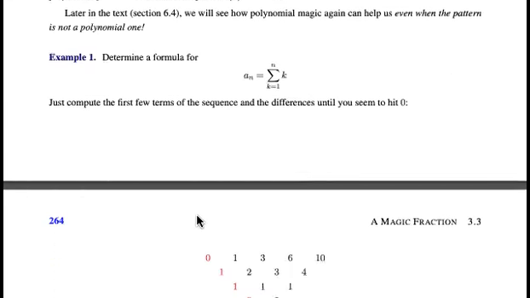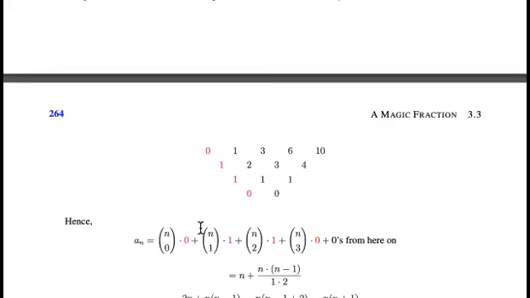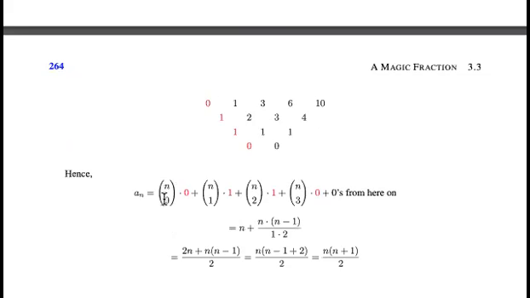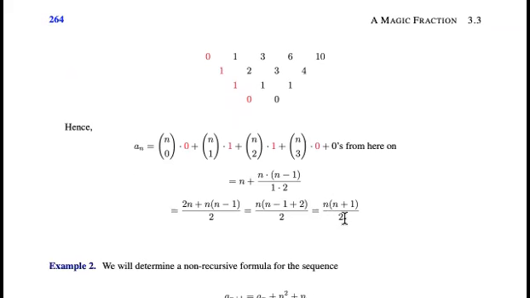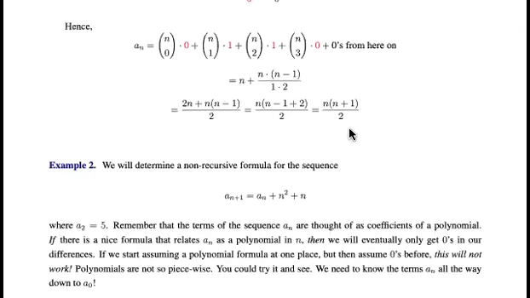So if we do that, notice we get 0 times n choose 0, 1 times n choose 1, 1 times n choose 2, 0 times n choose 3. Add them up, simplify. Hey, that's the formula right there. We got it just by looking at a few lines of the differences. Kind of fancy technique, but it works really well.